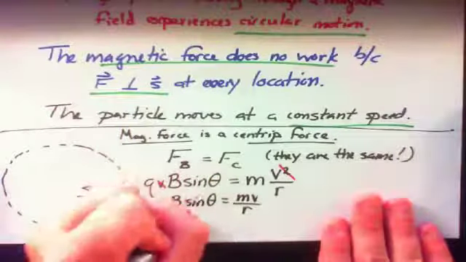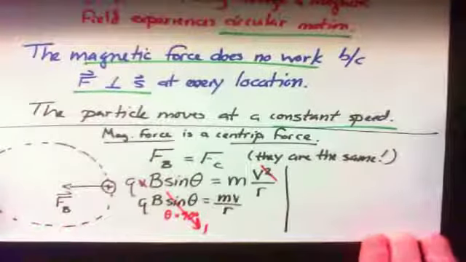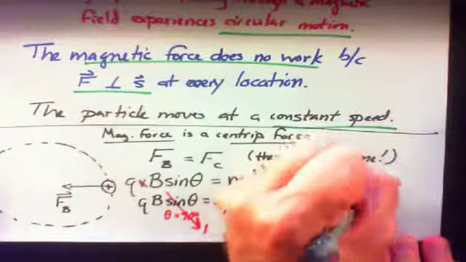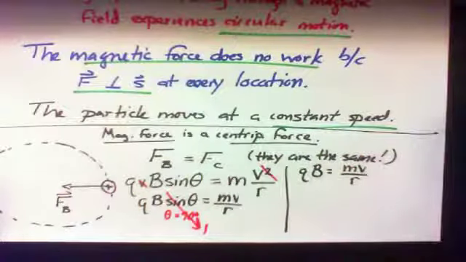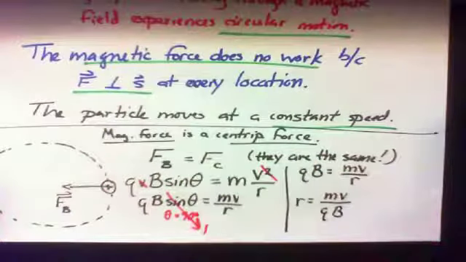Theta, in this case, is always equal to 90 degrees. The angle between the velocity and the magnetic field is always 90 degrees. So sine of 90, that's 1. So we get qvB equals mv squared over r. Well, let's solve for the radius, r. That is equal to mv over qB.